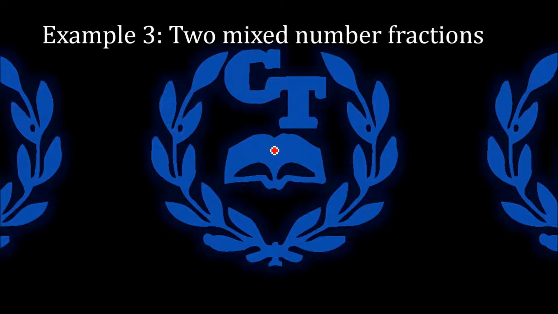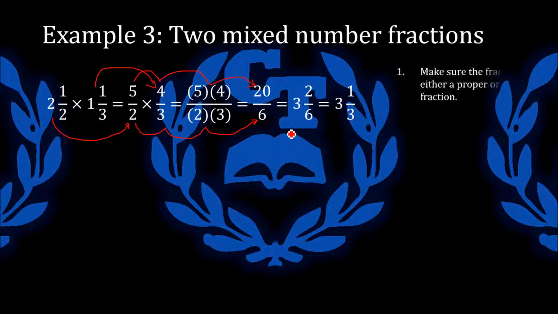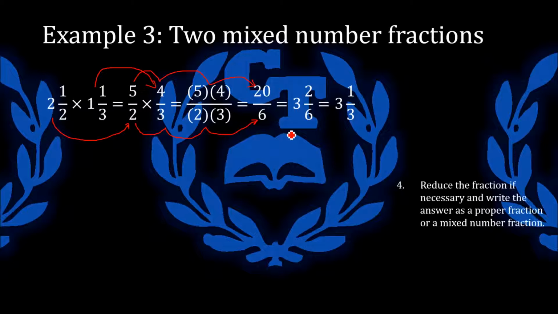If you do two mixed number fractions, you simply have to convert them to the improper fraction form. Notice that 2 1/2 is equal to 5 on 2, and 1 1/3 is equal to 4 on 3. And then I simply say 5 multiplied by 4 to give me 20, and then I take my 2 multiplied by 3 to give me 6. And I have a value of 3 and 2 on 6 when I write my fraction. But when I look at the 2 on 6, I notice that I have a 2 in common as a factor, which means I can reduce it. I divide this 2 by 2 to give me 1, and I divide this 6 by 2 to give me 3. That is how I get my 3 and 1/3.